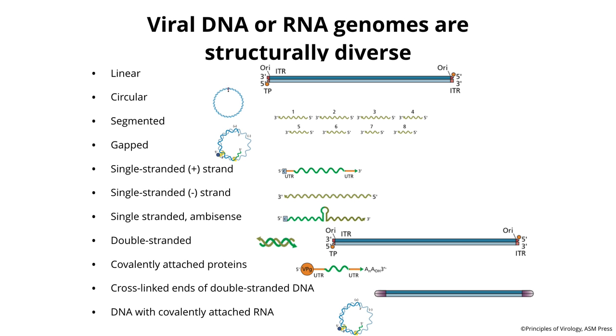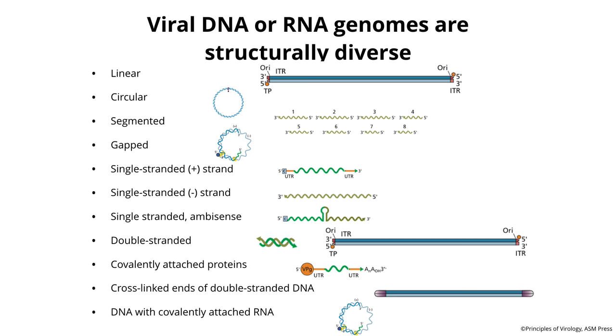It's got some kind of orange color to it. So we can have linear genomes like this one, a linear double-stranded DNA genome. We can have circular genomes. This is a circular DNA genome. The circular genomes can be single or double-stranded. It's quite interesting that they're circularized.